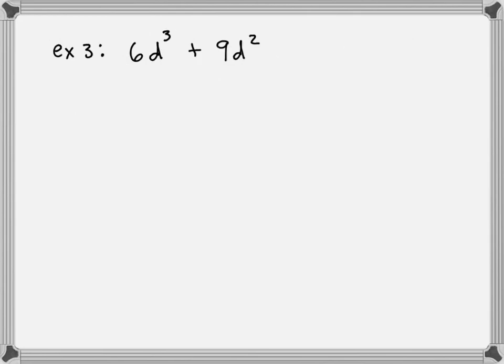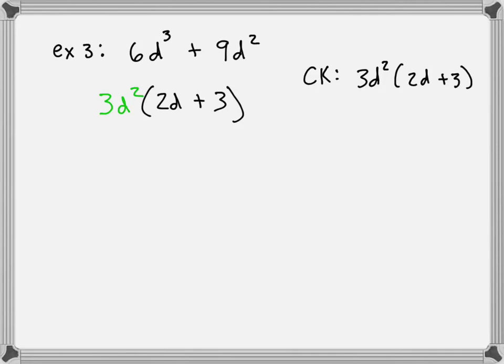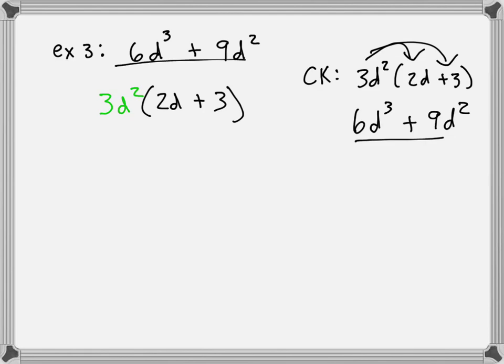Let's look at example 3. Here we have 6d cubed plus 9d squared. Our GCF is going to be 3d squared. And if I divide that out, I'd be left with a 2d plus 3. Again, we can go off to the side and check. So 3d squared times 2d gives us 6d cubed. 3d squared times 3 gives us a positive 9d squared. So we do have our answer.